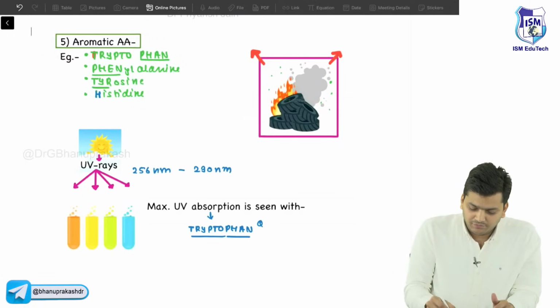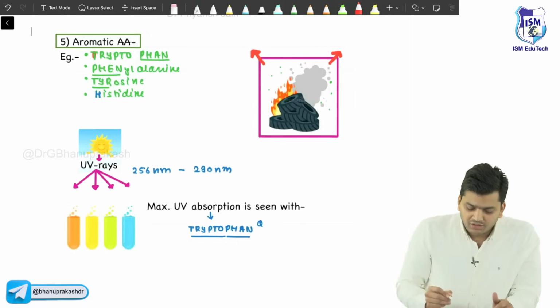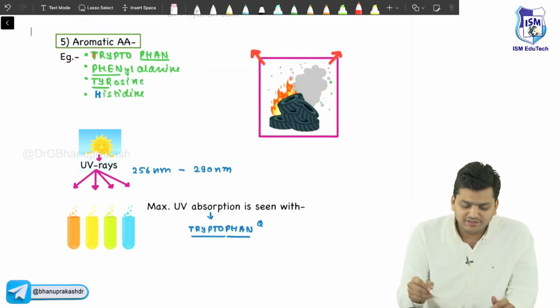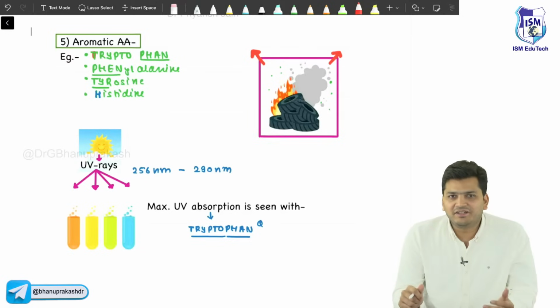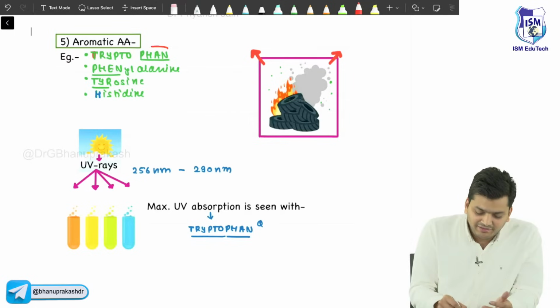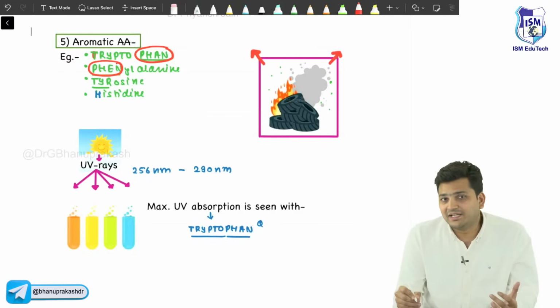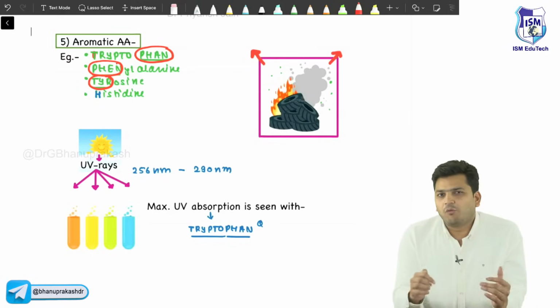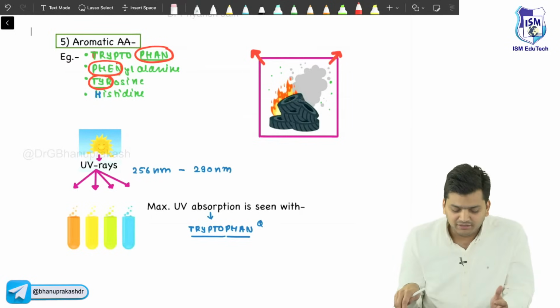When it comes to the aromatic amino acids, there are four examples: tryptophan, phenylalanine, tyrosine, and histidine. How we used to remember in the class: if there is "fan" in the name, that is going to be aromatic. Tryptophan, phenylalanine, and what was the smell? That was tyrosine.